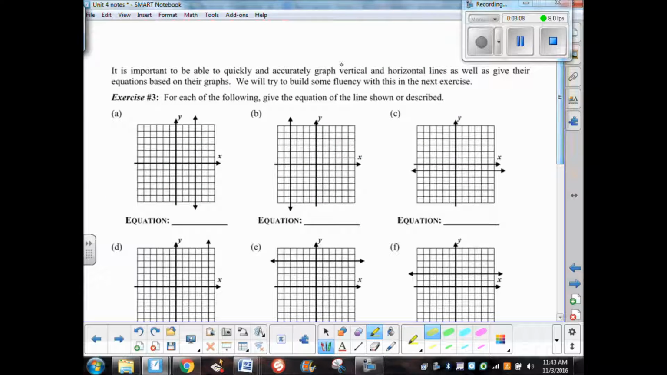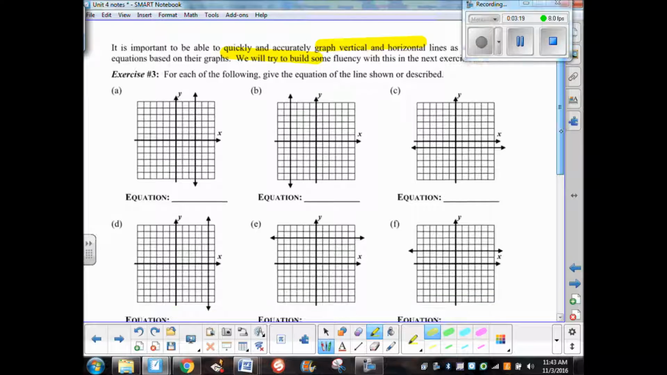Now let's flip it over. It says it's important to be able to quickly and accurately graph the vertical and horizontal lines given their equation. So let's try to build this fluency. So in exercise 3, they give us a bunch of graphs, and we've got to be able to come up with their equations. So this one right here, we've got a nice vertical line. So we know it's going to be x equals 3. You're going to do B.